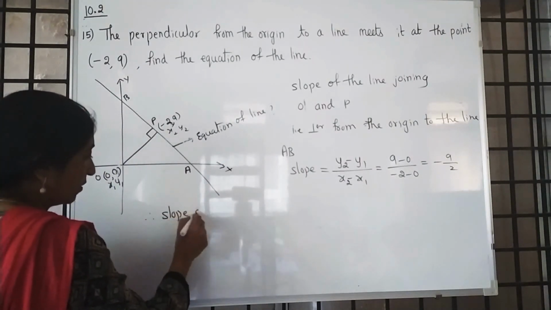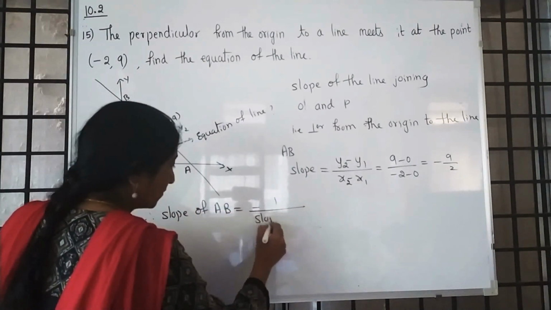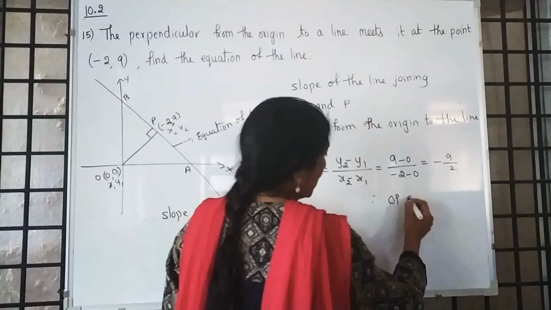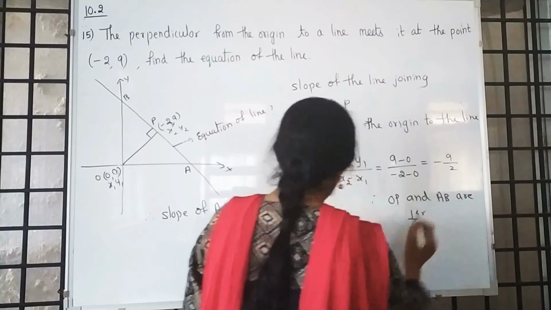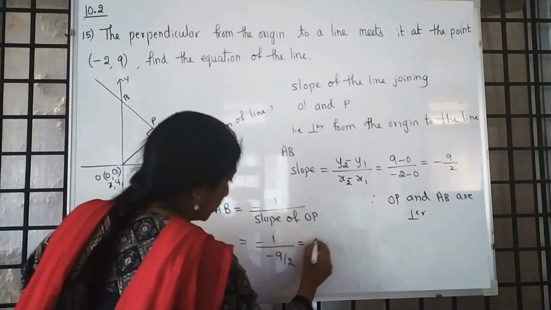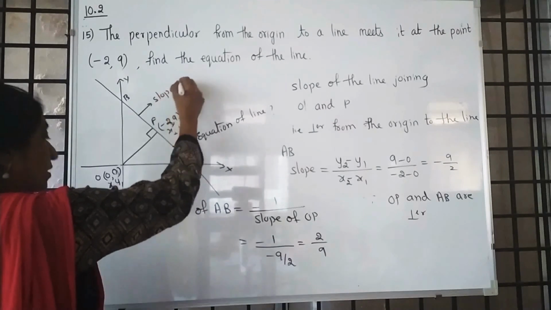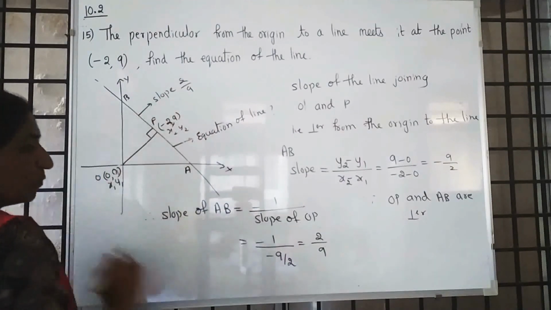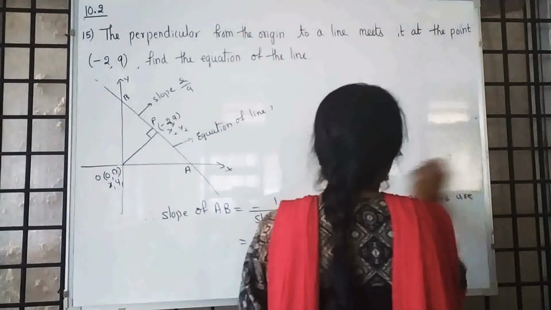Therefore, slope of AB is equal to -1 upon slope of OP, because OP and AB are perpendicular. So it is -1 upon -9 by 2. That is 2 by 9. Now the slope of this line is what? 2 by 9. From the line AB, you know the slope and you know the point. Then which formula are we applying? So we know one slope and one point.